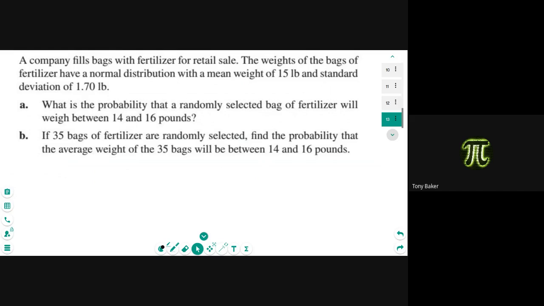How many bags are we looking at in this situation? We're looking for a randomly selected bag. One bag. This is exactly what you did in chapter 8. Find me the probability between 14 and 16.